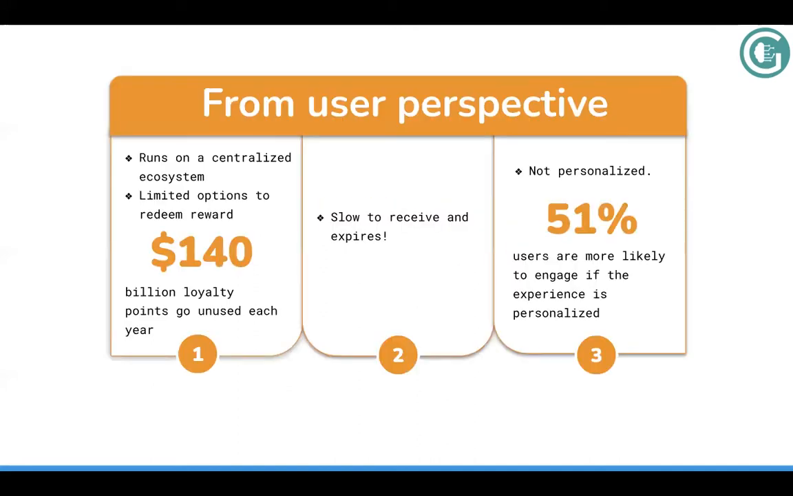From the end user perspective, think about a reward program. You visit an EC shop or any particular product, and you see that they are trying to give you some reward for taking some actions. The problem here is that that particular reward program runs on a centralized ecosystem. What I mean by that is the reward you receive in return for the actions you take is only redeemable in that specific ecosystem. So for you as an end user, you have very limited options to redeem those rewards.